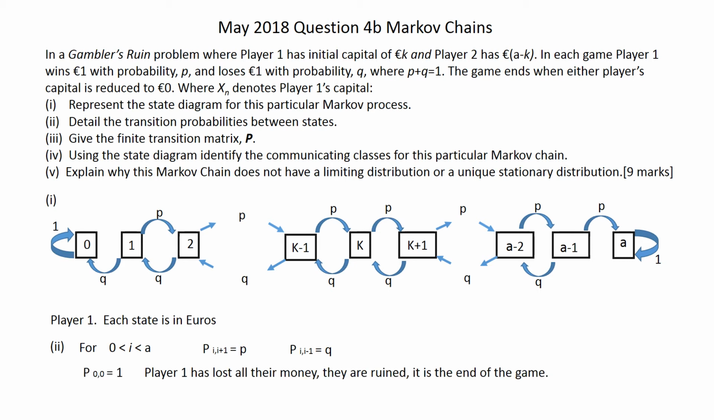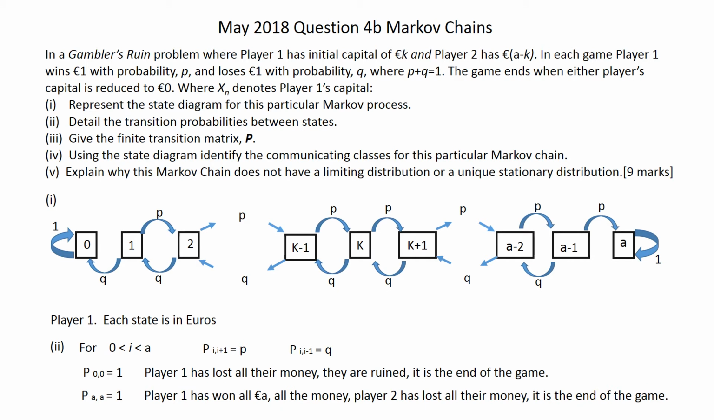The other transition probability is that they have no euros. That means they've lost. They're not going to win any more euros. They're going to stay at no euros, and that's with a probability of 1. They've lost all their money. They're ruined. It's the end of the game.